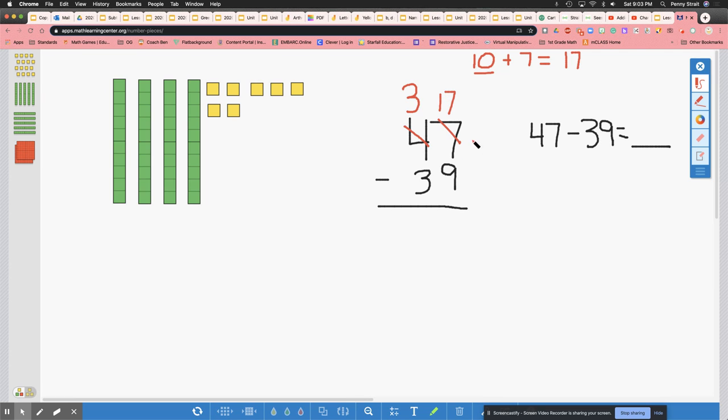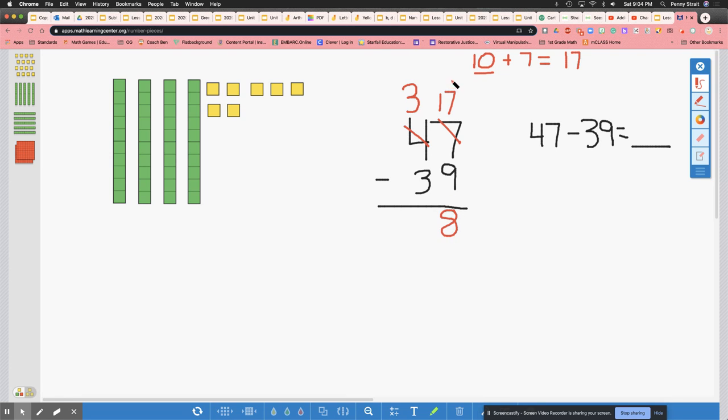So 17 minus 9. Well, I know my math facts, and 9 plus 8 is 17. And if I don't know my math facts, I can count up to the total. 9, 10, 11, 12, 13, 14, 15, 16, 17. That's 8 fingers I'm holding up. So the answer to 17 minus 9 is 8.